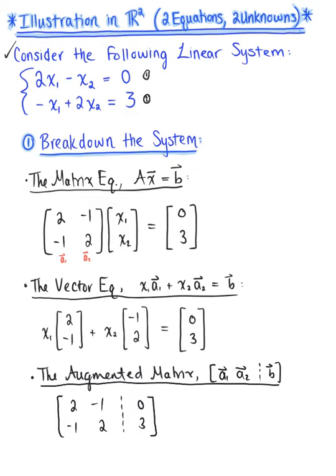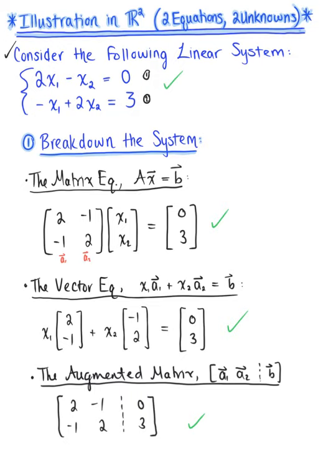Technically we have 4 different formats here for the same system. We have the system of linear equations that we were given. We now have the matrix equation for this system. We have the vector equation for this system. And we have the augmented matrix for this system. They're all representing the same system.